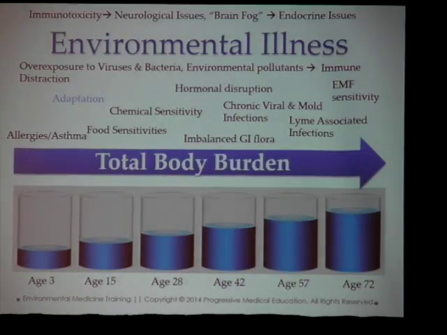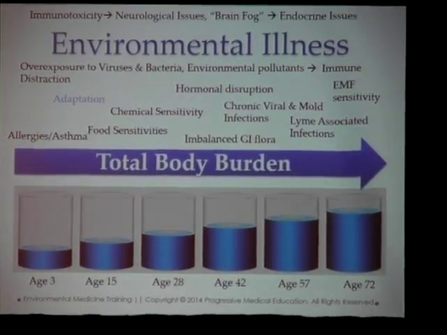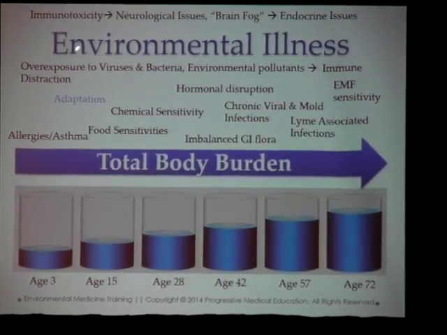Typically, people will exhibit immunotoxicity first, then we'll have neurological issues, and in the end stage of environmental illness, also have endocrine illness. So what that looks like, as I mentioned earlier, is asthma and allergies in the beginning. Neurological issues can result as like a simple tremor or brain fog. And then endocrine issues at the end stage can be like feeling hot or cold and having thyroid dysfunction or hormonal dysfunction.